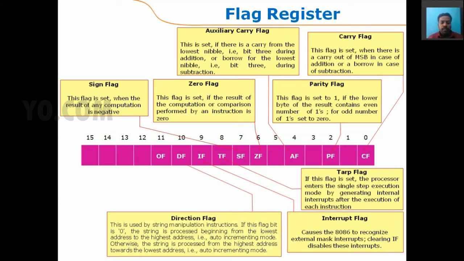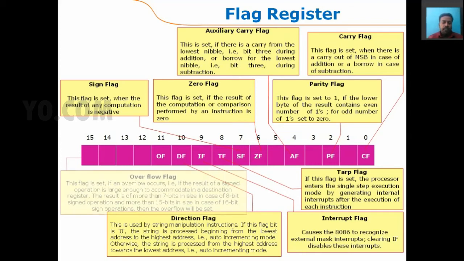The next one is the direction flag. This is used by string manipulation instructions. String manipulation means text manipulation, so we can handle the text. If this flag bit is 0, the string is processed beginning from the lowest address to the highest address, that is ascending order, so auto increment mode. Otherwise the string is processed from the highest address to the lowest address, auto decrementing mode. It indicates upward or downward direction.